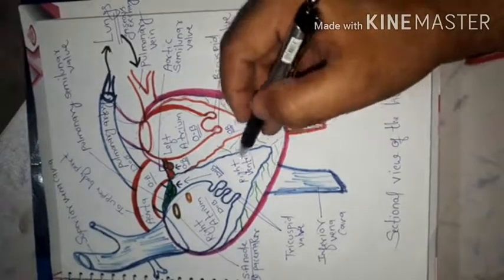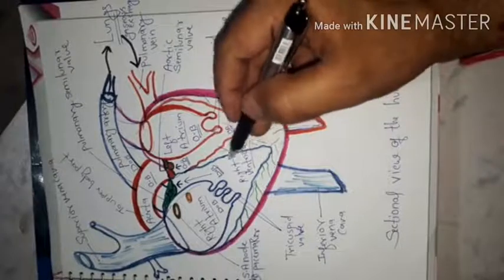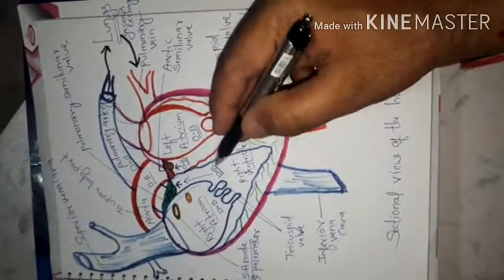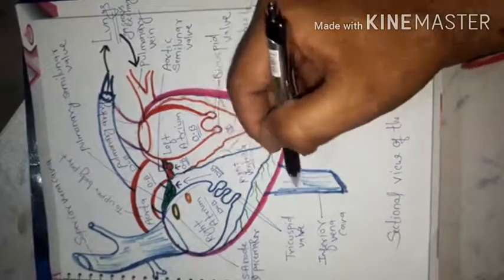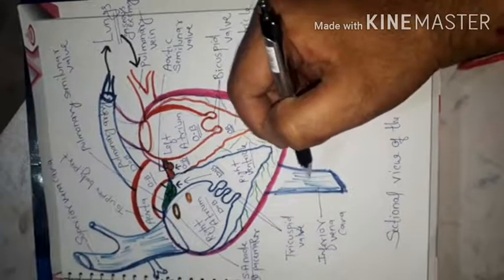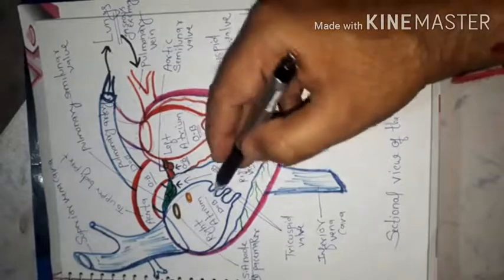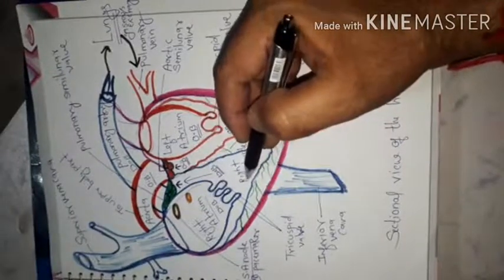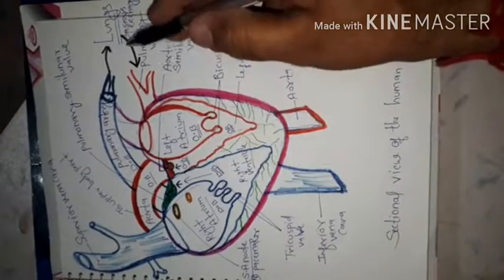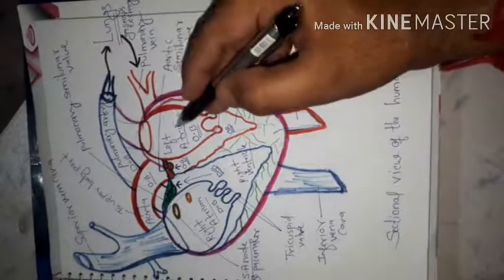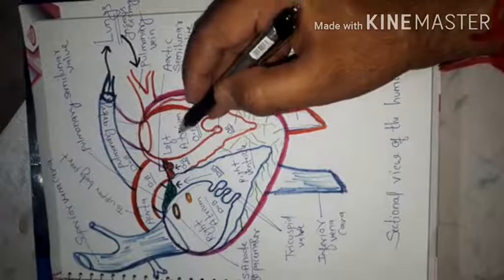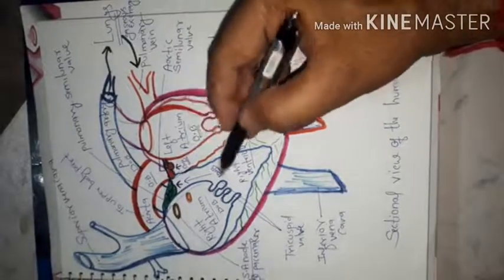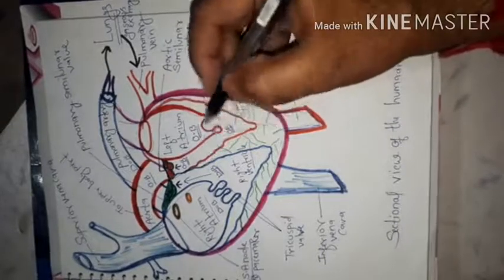Then, in our heart, two types of blood come. First, all the deoxygenated or impure blood comes into our heart, into the right atrium and right ventricle. Then all the oxygenated blood from the lungs comes into the left atrium of the heart. Hence, such a type of circulation is known as double circulation.